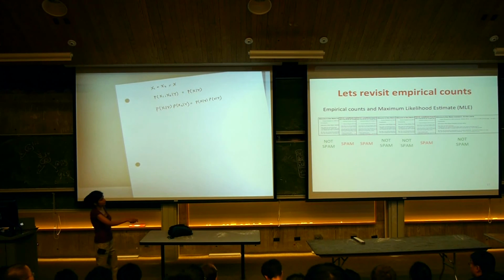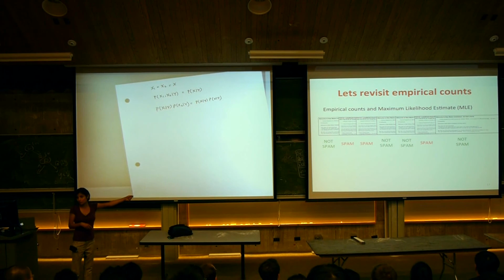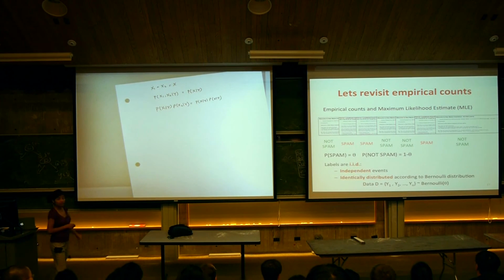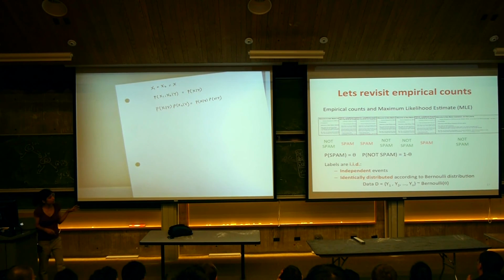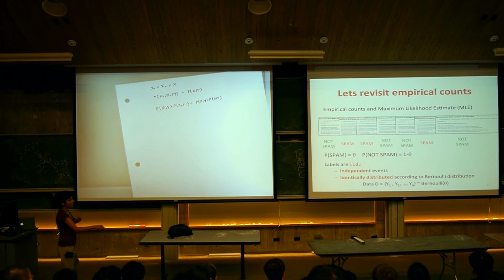To see that, here are a bunch of emails, and say that's your training data, and you have corresponding labels, spam or not spam. Then what's the underlying model for which just empirical counts is a good estimate? Here's the model. Let's say the probability of spam is theta, the probability of not spam is 1 minus theta, and we are assuming that the labels here are all IID. IID means independent and identically distributed. The label of every email is independently drawn, and they are identically distributed according to a Bernoulli random variable, so with a certain probability, it's theta or 1 minus theta.